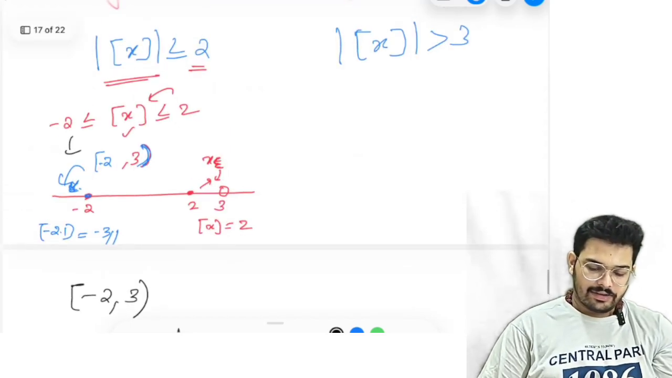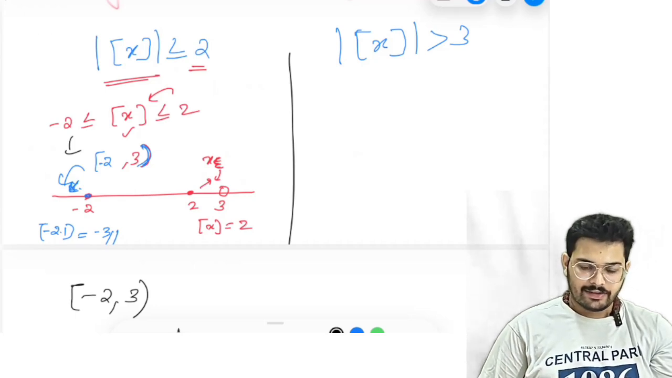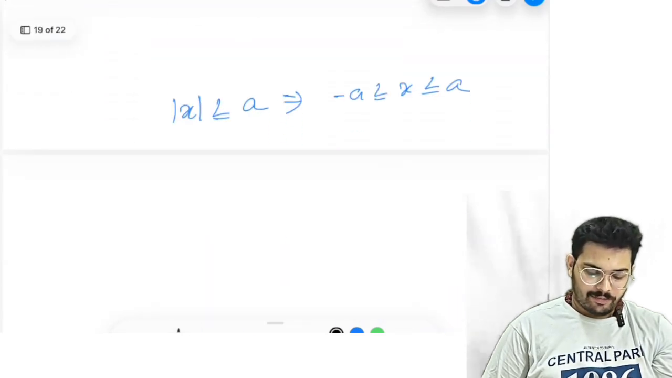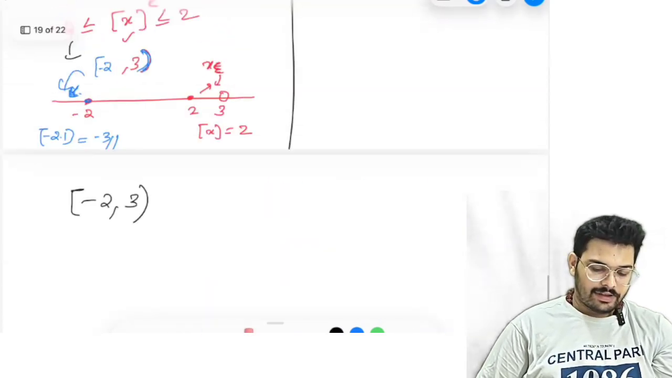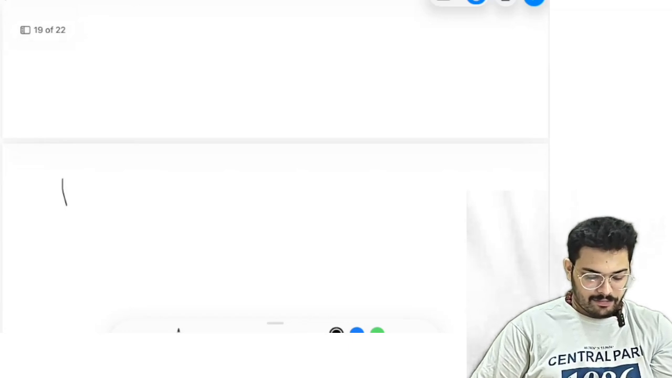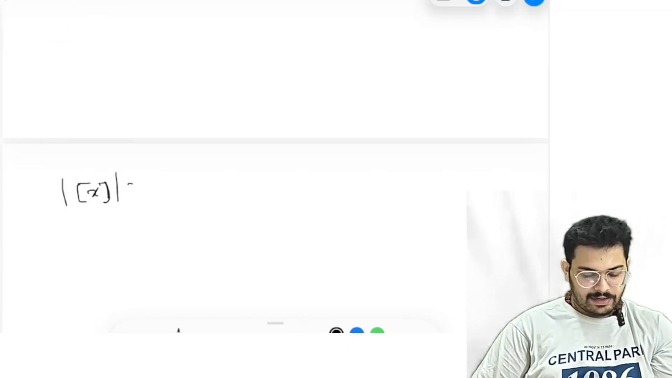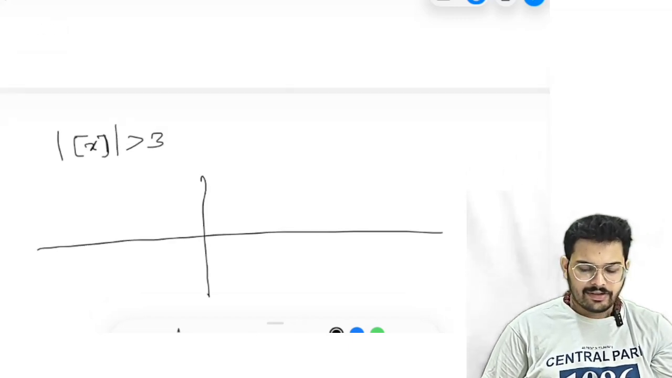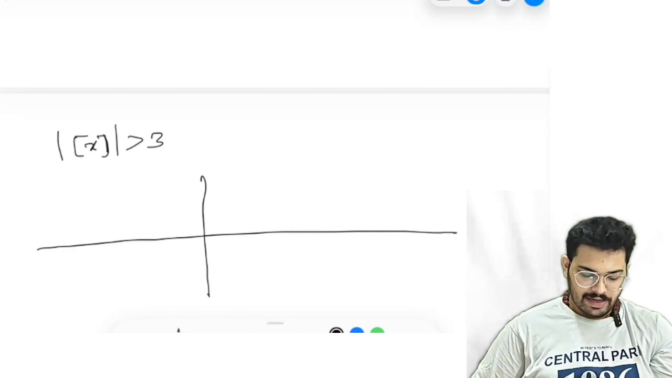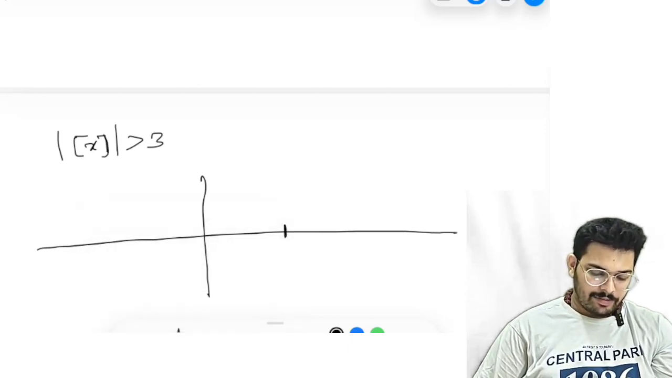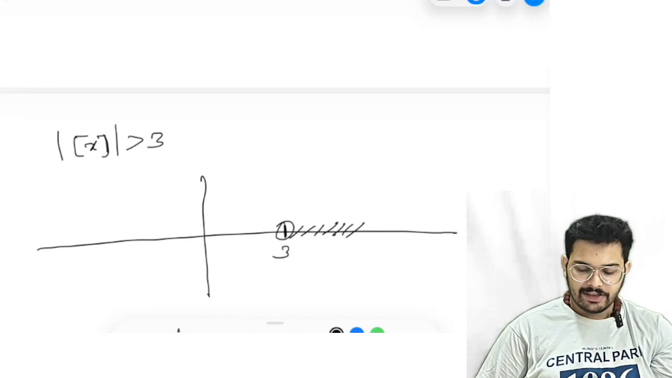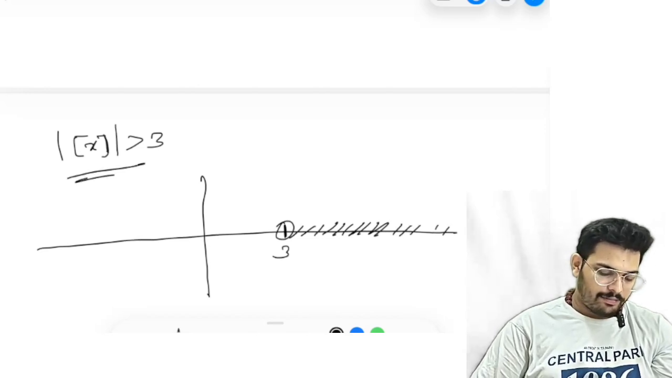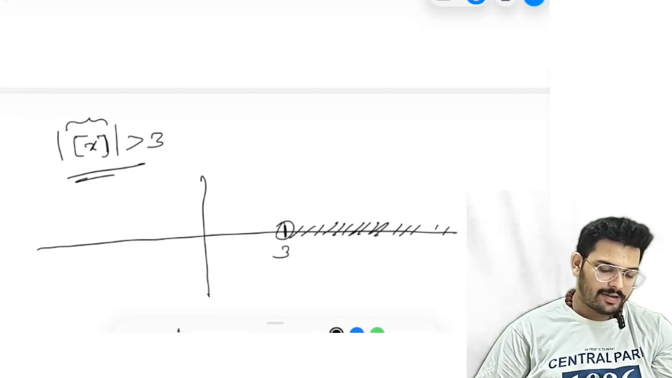Here we need to solve this also, and then we need to take the union for our final answer. So here there will be two cases. That is mod of box x should be greater than 3. For that I am using the graphical method. Now in the graph, modulus means the absolute value, which means distance from the origin. In that perspective, the box x value should be greater than 3, that means the absolute value is greater than 3.